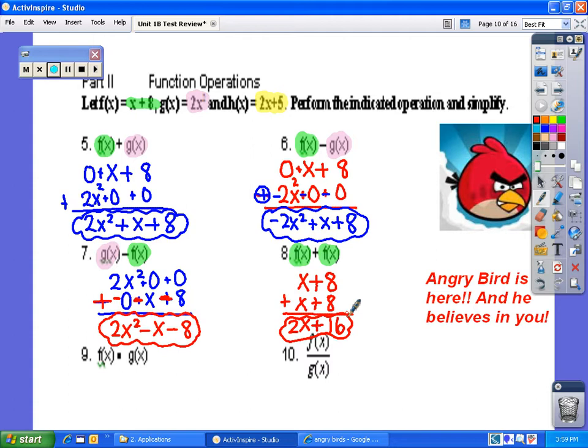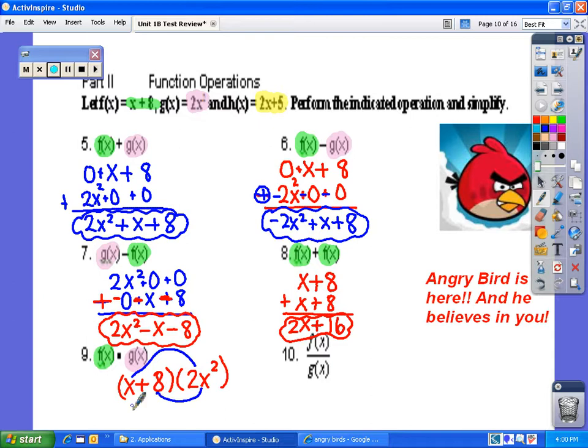Alright, the next one is f of x times g of x. So f of x is x plus 8 times 2x squared. Now, since 2x squared is not a binomial, I am not going to FOIL. Instead, I am going to distribute. I'm going to distribute the 2x squared to x and the 2x squared to 8. Distribute means to give out. So I'm going to give out the 2x squared to the x and to the 8.